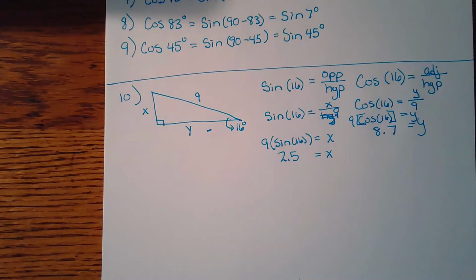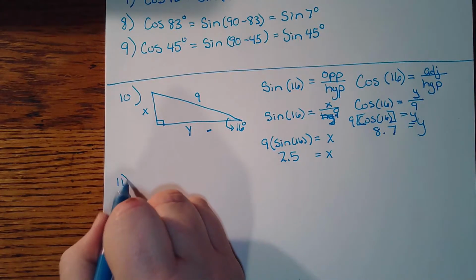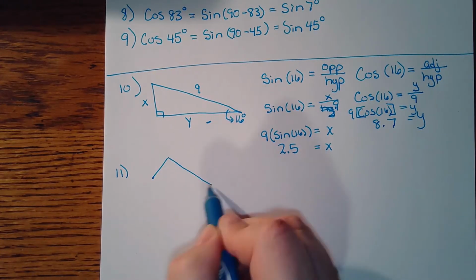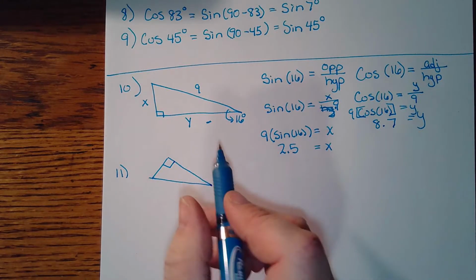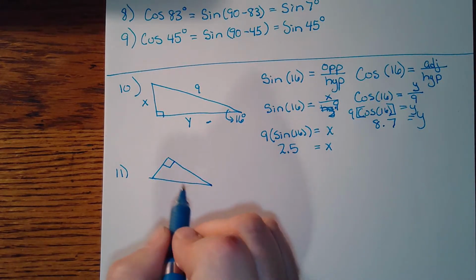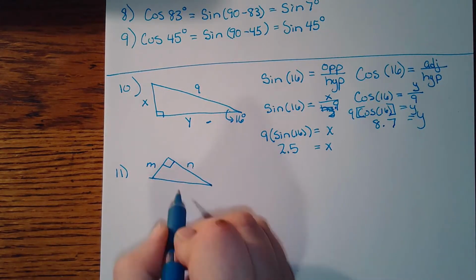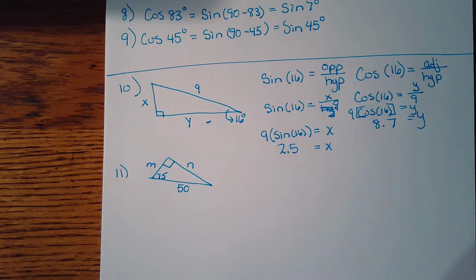Okay, so that's number 10. So let's look at number 11. For number 11, we have another beautiful right triangle. This time we're missing both legs again. I'm going to leave this one up to you guys. I'm going to set it up just in case you don't have your packet with you. You're going to treat sine and cosine the same. You're still going to do sine and set it up the same, and you're still going to do cosine and set it up the same.